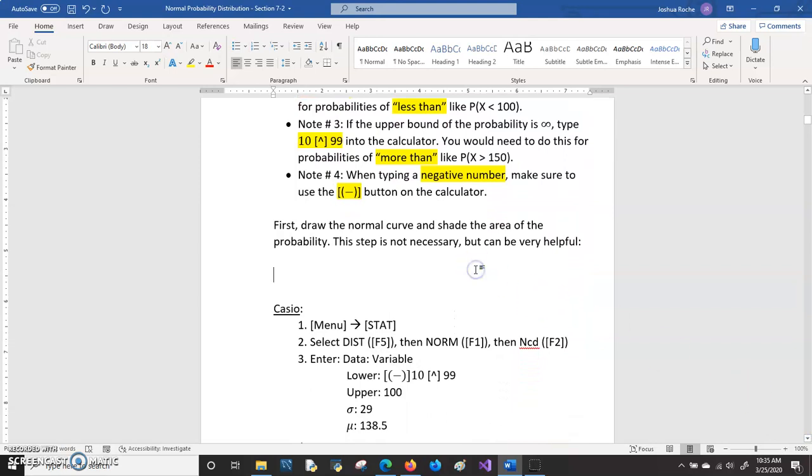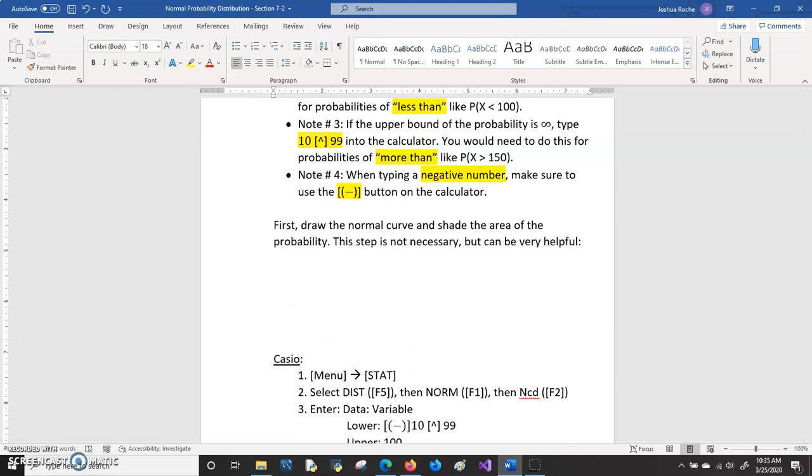For this first problem, it would be helpful to draw a normal curve. The mean of this normal curve is 138.5. The standard deviation was 29.